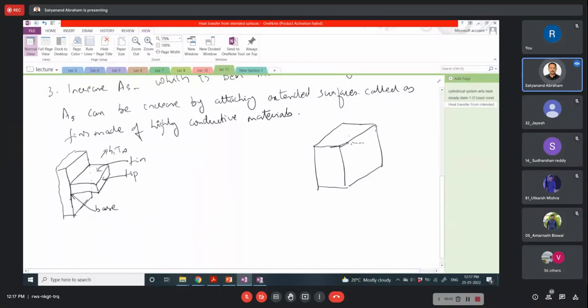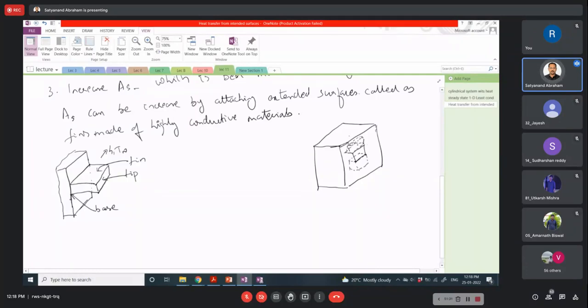So what you are creating is still an extended surface. Here you have made a hole, here again you are going to make a hole, and here also. So in that case, this portion in between is kind of an extended surface now, kind of a fin now. That's what I am saying.